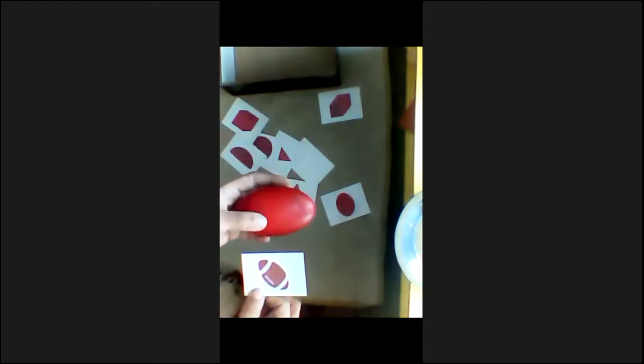This is a soccer ball. The shape of the soccer ball is ellipsoid.